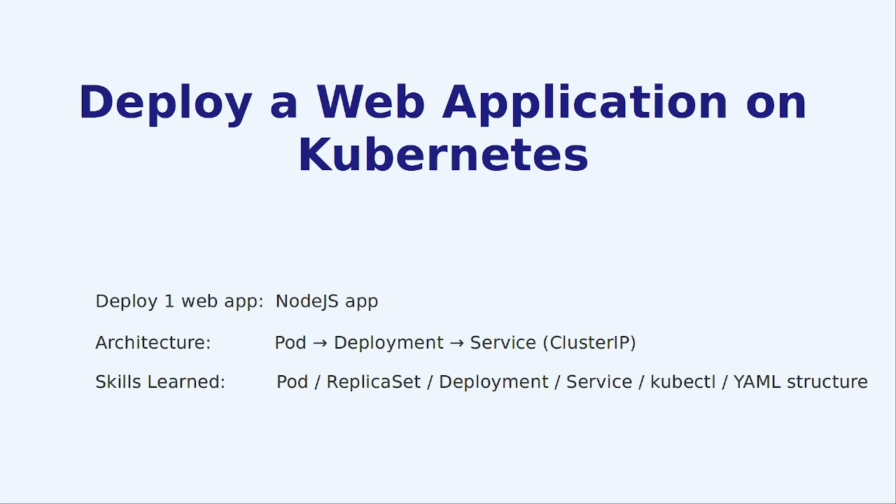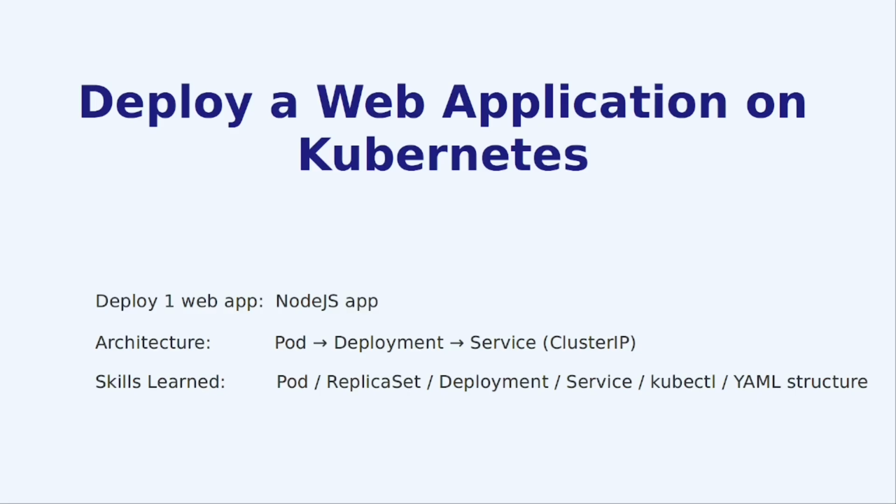The architecture of this project is very straightforward. It contains three important components. First, the pod, which runs the container. Second, the deployment, which manages multiple pods and ensures they are running correctly. Third, the service, which allows users or other systems to access the application.